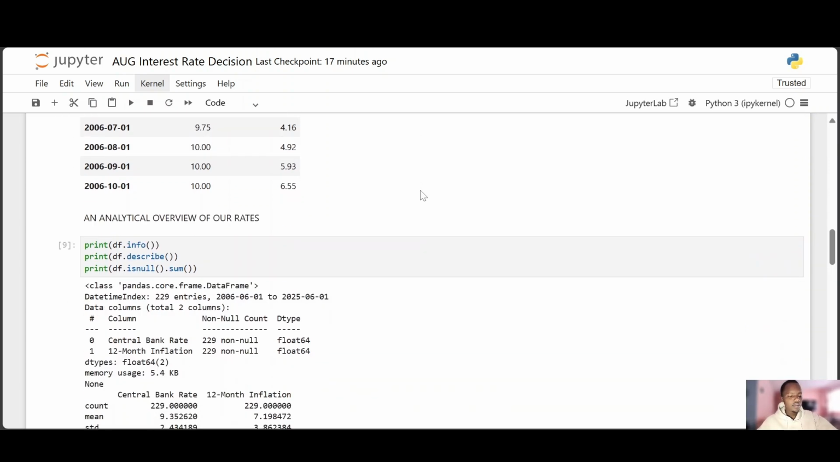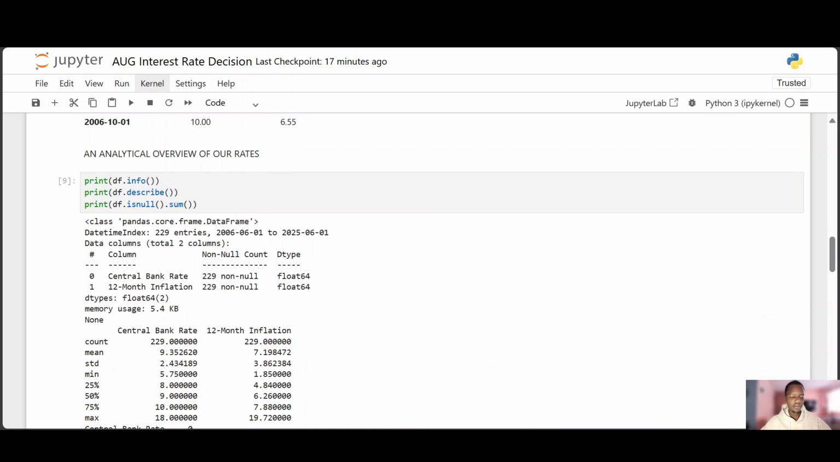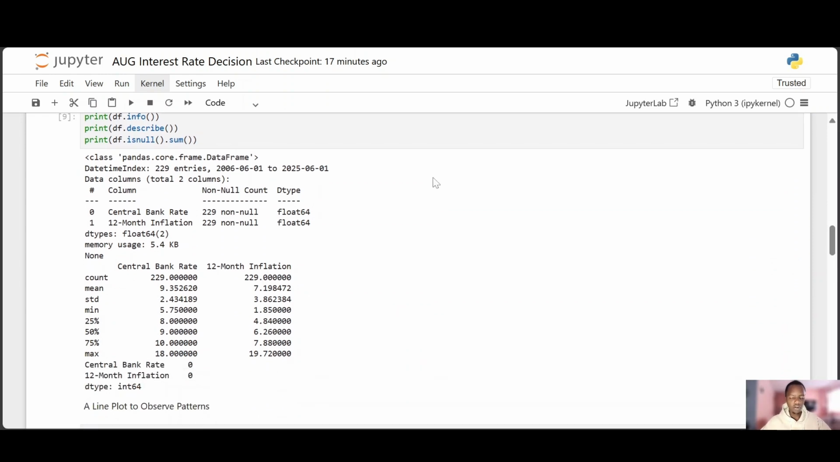Okay, so let's now have some info about our dataset. Let's describe our dataset. Let's see if our dataset has some none or empty values. And so we have the columns: the central bank rate and the 12-month inflation.